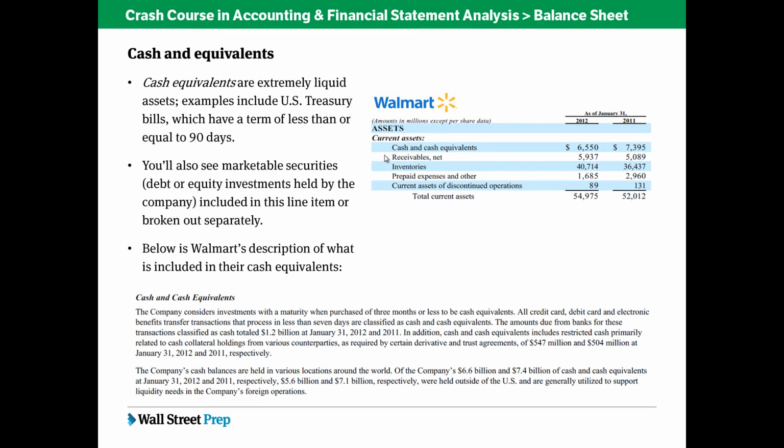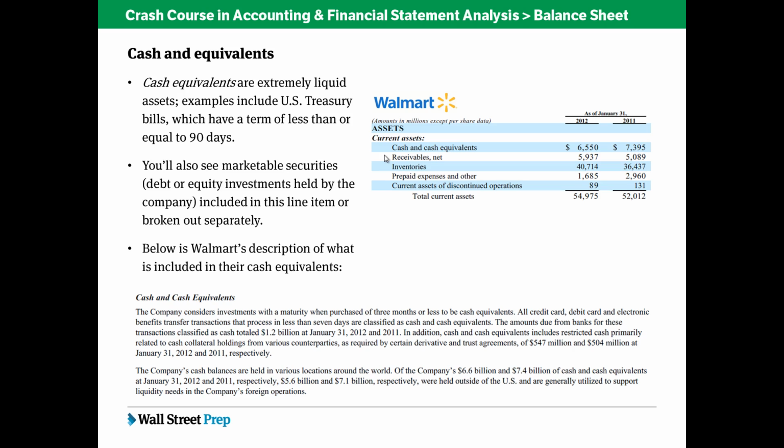In this video, we talk about several important balance sheet line items. The first one is cash and equivalents. Cash and equivalents represents extremely liquid assets, and examples include U.S. Treasury bills, which have a term of less than or equal to 90 days. You'll also see marketable securities, which represent debt or equity investments held by the company, included in this line item or broken out separately. But from an analytical standpoint, they're all aggregated together.